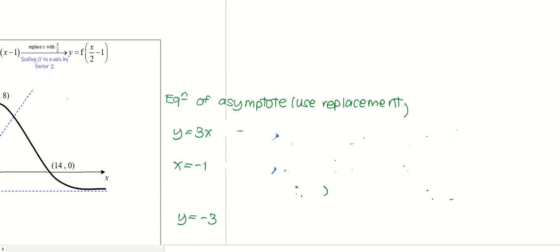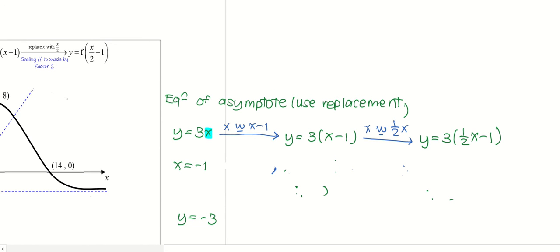If I go through the replacement, remember I have 2 replacements. The first replacement is to replace x with x minus 1. Same for the oblique asymptote: box out your x, and replace x with x minus 1. The next one is my scaling, where I replace x with half x. Same thing, box out your x in this case and replace x with half x. This will be the final equation of your oblique asymptote.